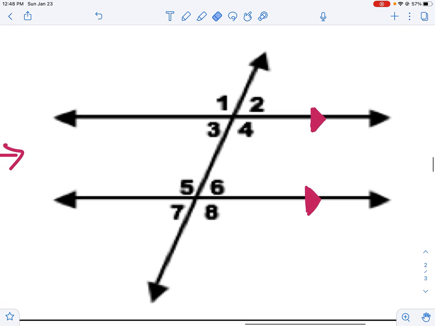Now I'm going to go ahead and erase that. I'm going to put a number on here, and I want you to take a minute and see if you can figure out all the other angles. If I tell you, let's make angle 5 80 degrees. Angle 5 is 80 degrees. Take a minute and see if you could figure them all out.